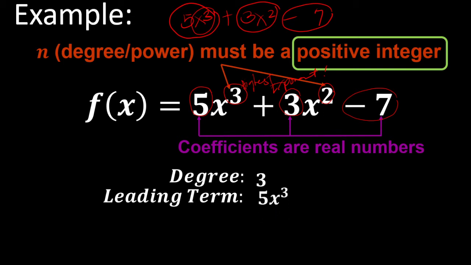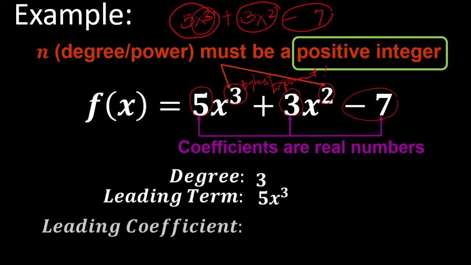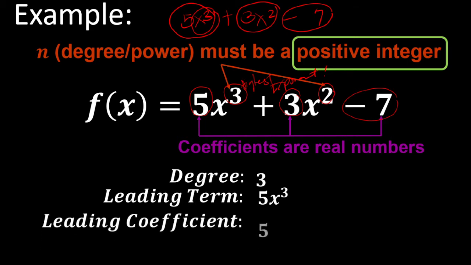Next, the leading term contains the leading coefficient. Okay? What is now the coefficient of 5x cubed? When you say coefficient, it is a real number in which tanggalin mo lang yung variable, yun na yung coefficient natin. So, the leading coefficient of 5x cubed is 5. Next, the constant term is negative 7.